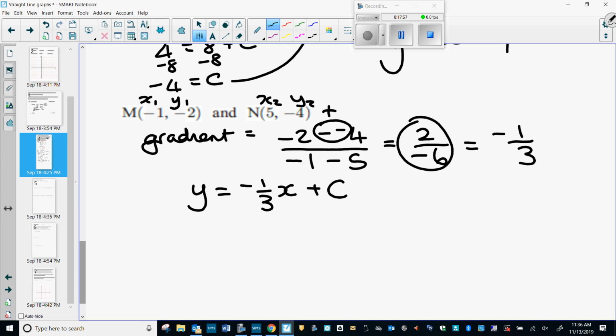Did it matter which coordinate we used? No. I personally would probably go with this one, just because it's one that's negative. I just don't like ones with negatives. It really doesn't matter which one you stick in though. So, we've got negative 4 as my y is equal to negative 1/3 times 5 plus c.